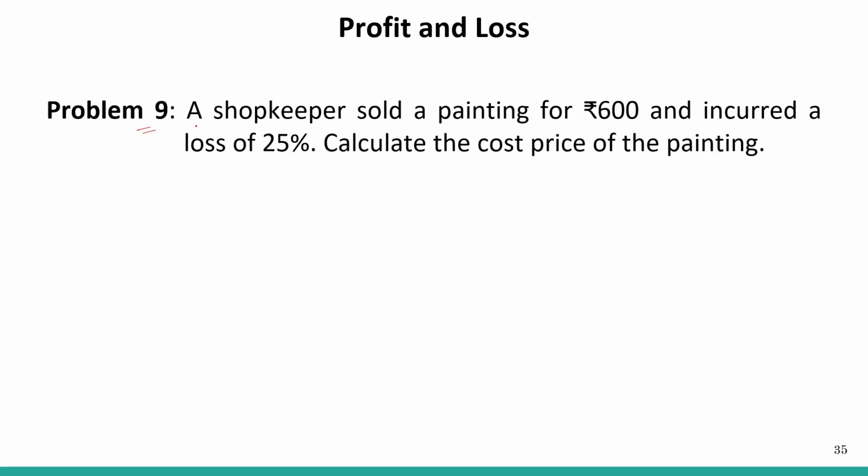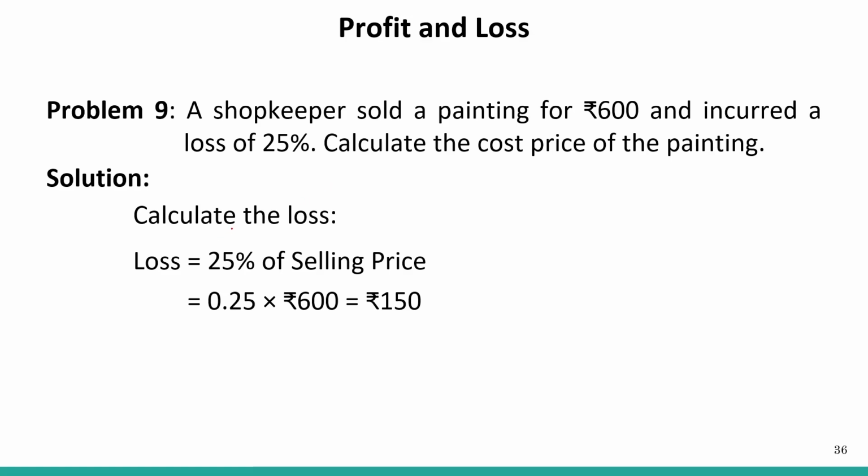So let's see problem number 9. A shopkeeper sold a painting for 600 rupees and incurred a loss of 25%. So calculate the cost price of that painting. So calculate the loss. So 25% of selling price is equal to 0.25 into 600, which is equal to 150 rupees.